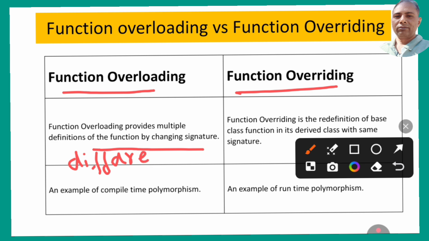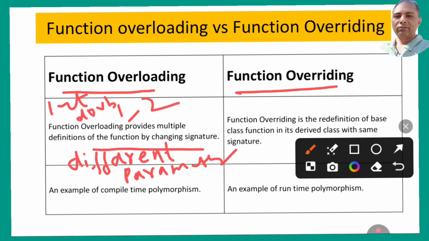In case of function overloading, we have different parameters. That means we can have one parameter, two parameters, or an int type or any other type, for example double. Now here the different parameters are there.